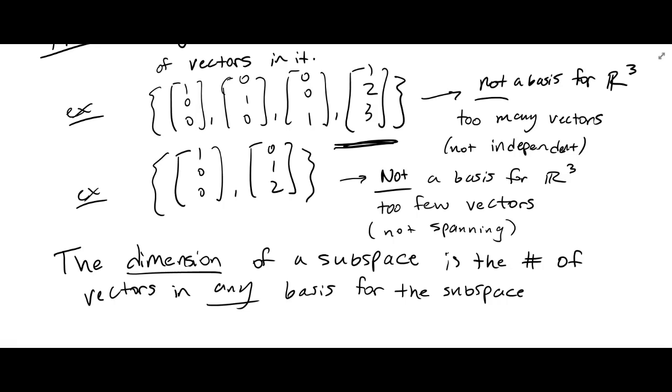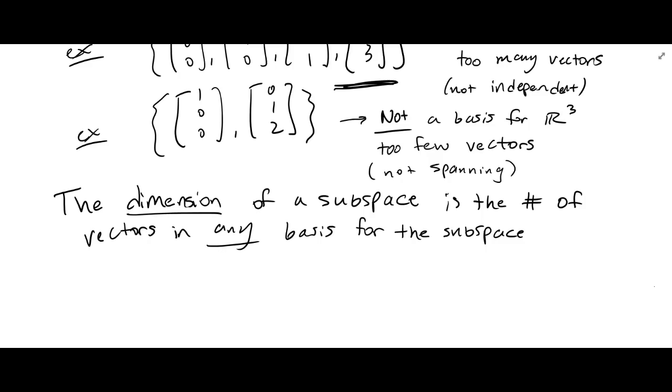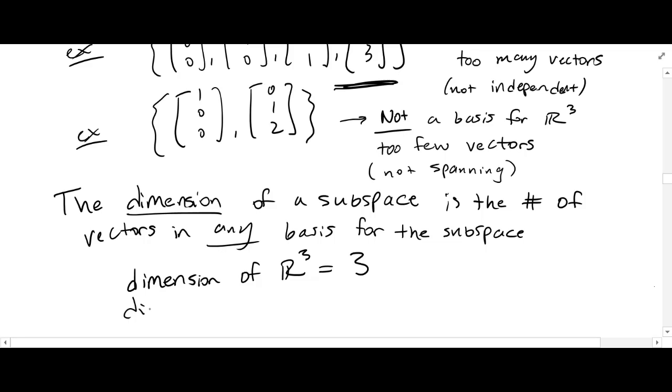Since they all have the same amount of vectors, this is a good way to define it. And it also aligns with the way we usually use the word dimension. When we talk about the dimension of R3, we usually say it's 3-dimensional space. So if you use this definition of dimension, then the dimension of R3 is 3, as it should be. And the dimension in general of Rn is n. So it makes sense.